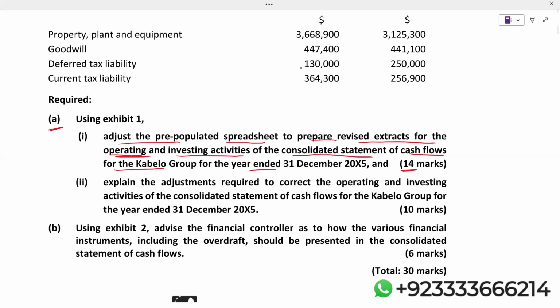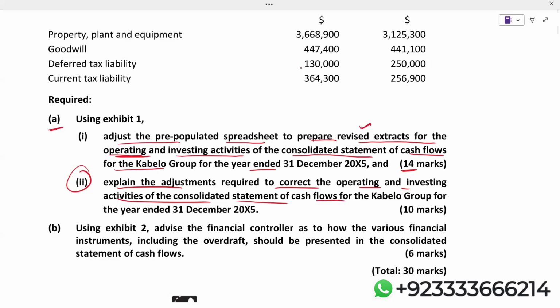So basically, we have to revise this spreadsheet and only two activities. One is operating and another is investing. How many marks? 14. Okay. A2. Explain the adjustment required to correct operating and investing activities of the consolidated statement of cash flow. Of course, while preparing a revised pre-populated spreadsheet, we will be doing a number of adjustments. All those adjustments you are supposed to explain as well.